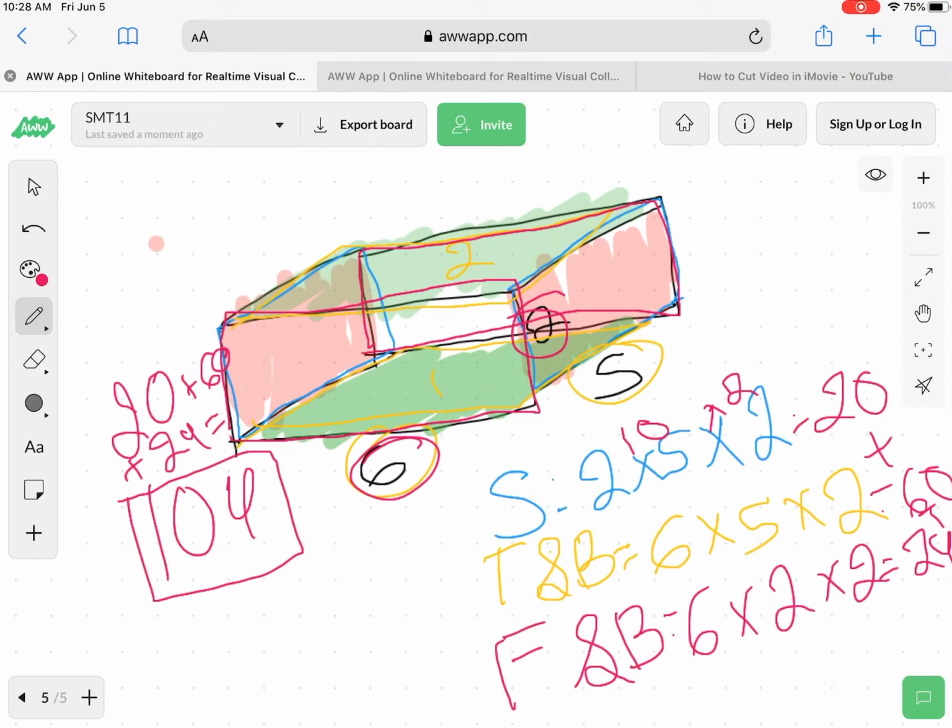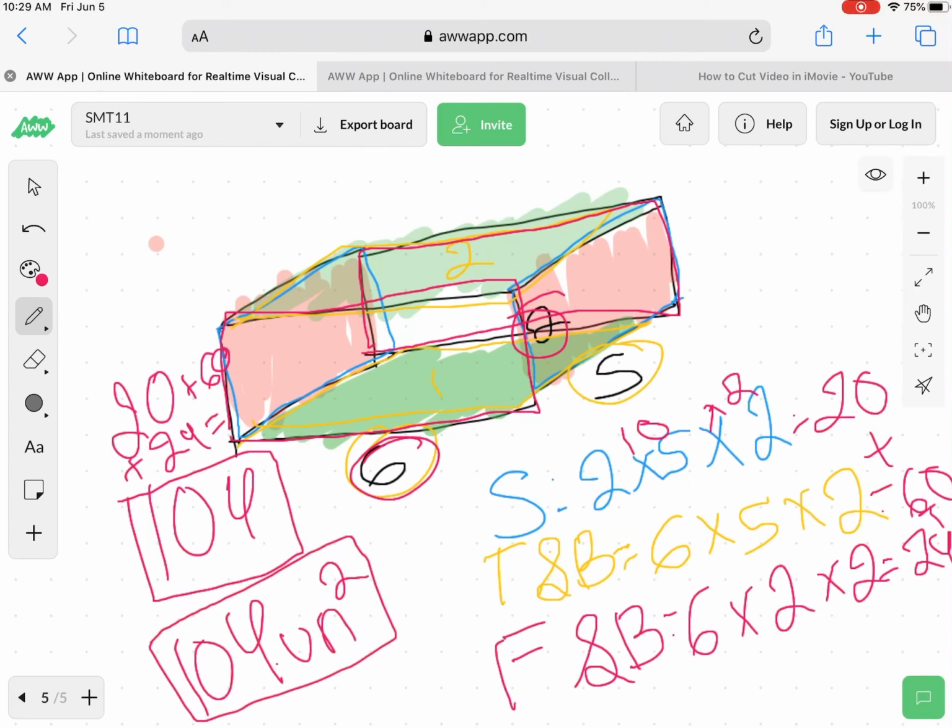But again, you have to remember that doesn't end our answer there. We also have to put the units and the measurement and the squared or cubed. And in this case, we'd always be using squared. So our actual answer would not be 104, it would be 104 units squared.